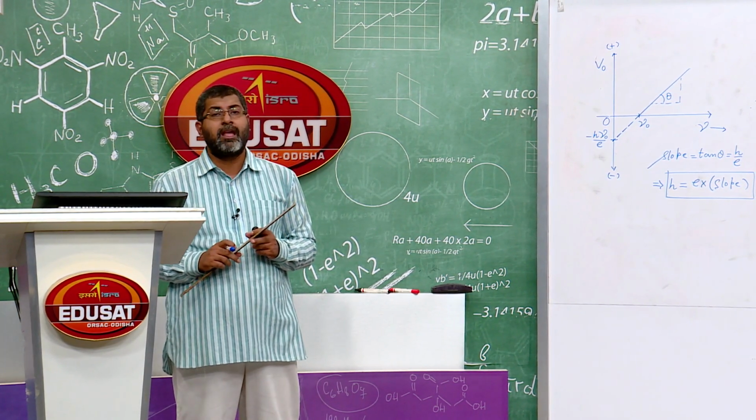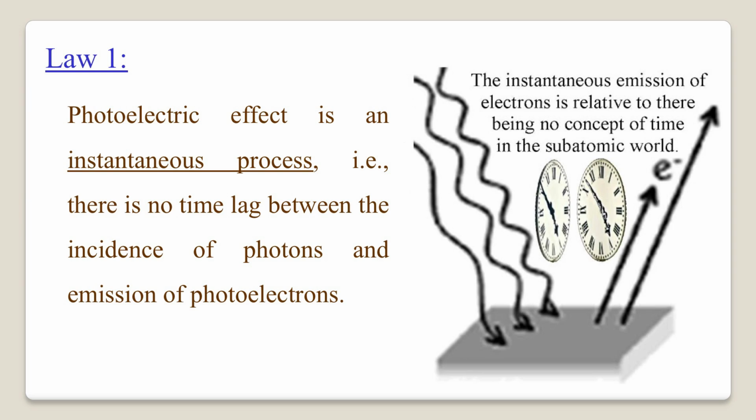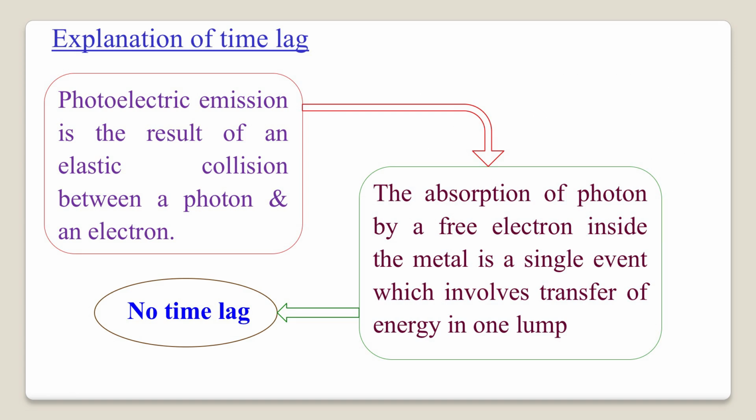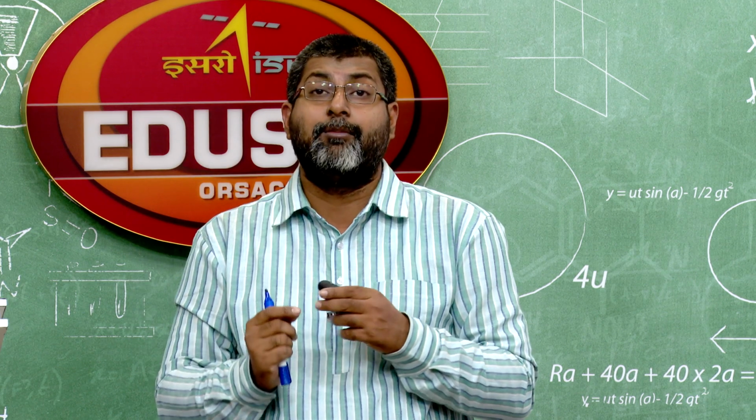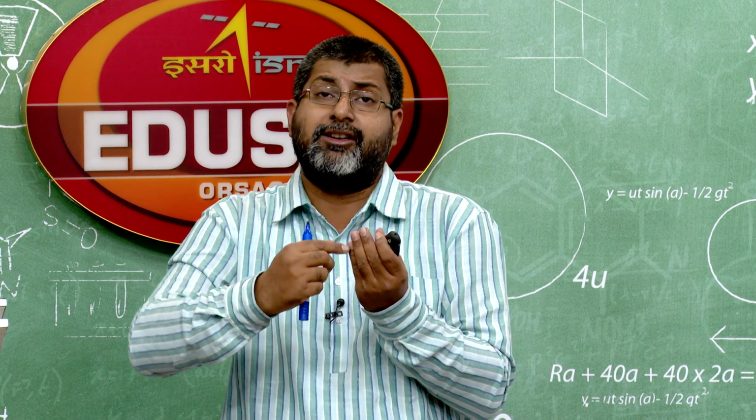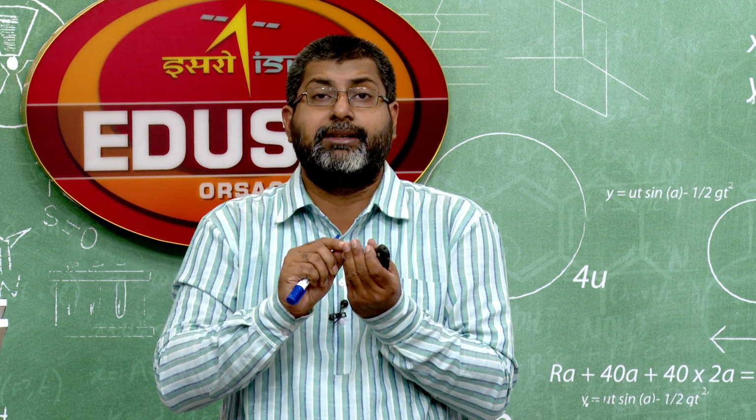Now, come to law 1. Photoelectric effect is an instantaneous process, that is, there is no time lag between the incidence of a photon and the emission of photoelectrons. Why? Photoelectric emission is the result of an elastic collision between a photon and an electron. The absorption of a photon by a free electron inside the metal is a single event which involves the transfer of energy in a single step. So it involves no time lag because the photon will deliver its energy as a whole, but never a fraction of it.